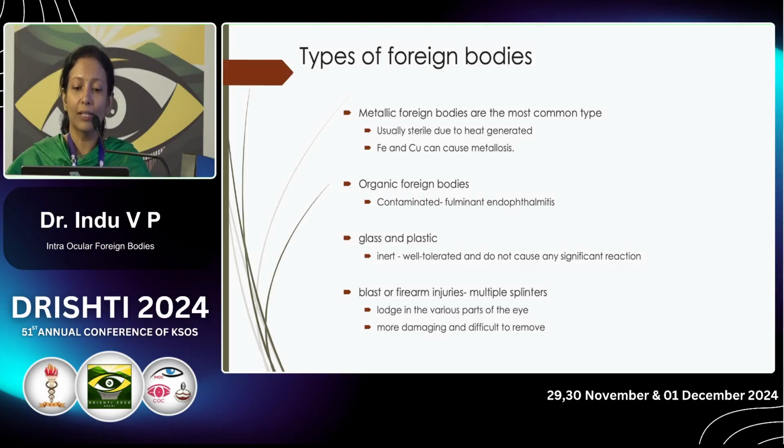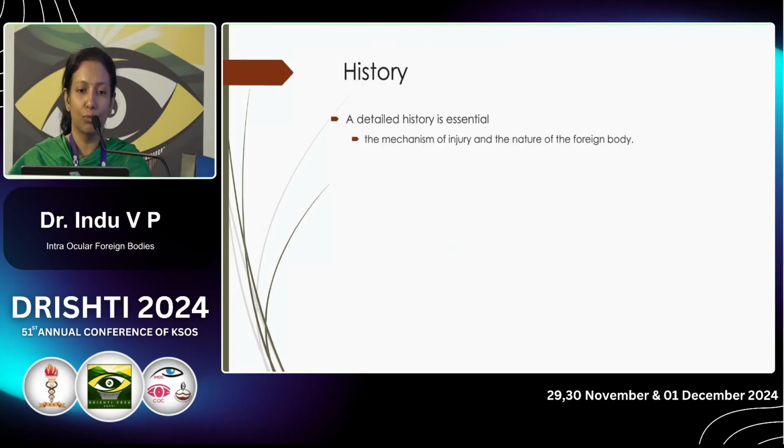Organic foreign bodies are notorious to cause fulminant endophthalmitis. Glass and plastic foreign bodies tend to remain inert and they are well tolerated. They are the most common type of inert foreign bodies. Blast or firearm injuries can cause multiple splinters. They can lodge in different parts of the eye. They are very damaging and very difficult to remove.